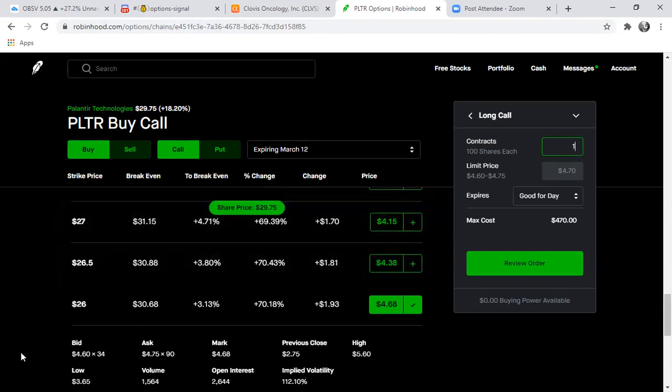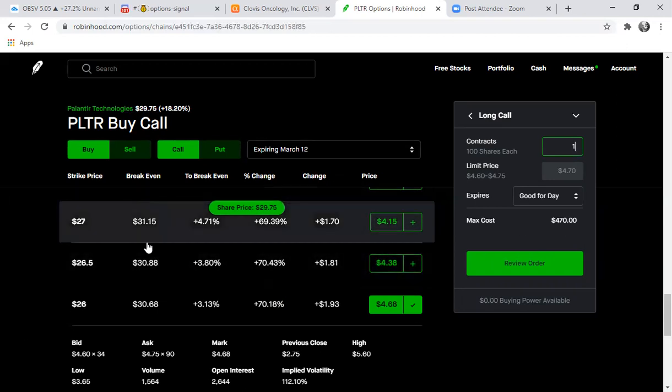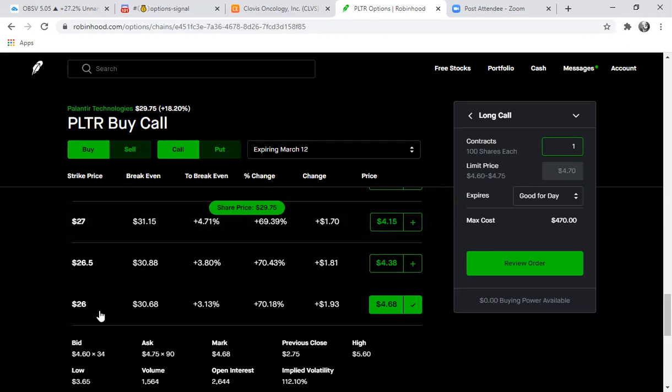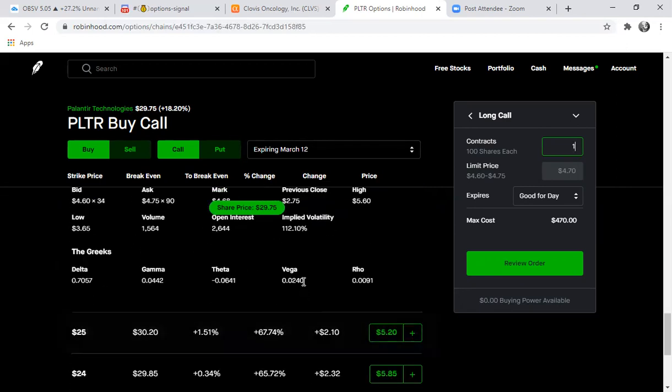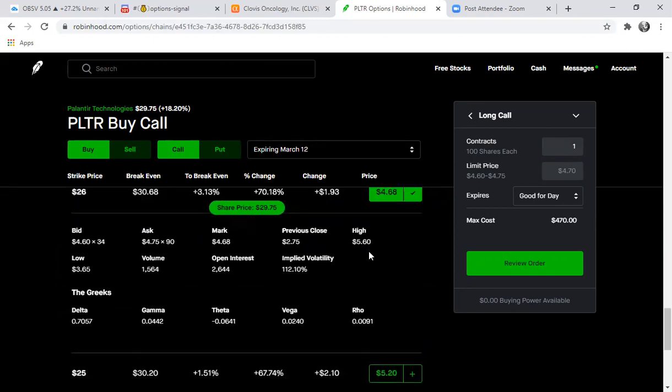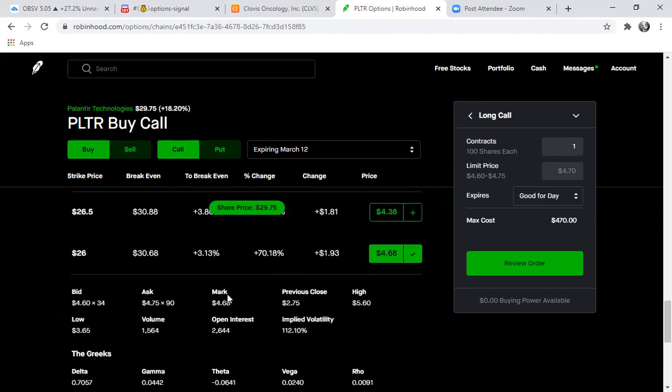And you're just saying that by March 12th, I believe Palantir will be far above $26. And the more it goes above $26, the more money you make. That's as simple as I can put it. Now, what is happening when you're doing options trading? This is a little more advanced, but I will try to keep it as basic as possible.